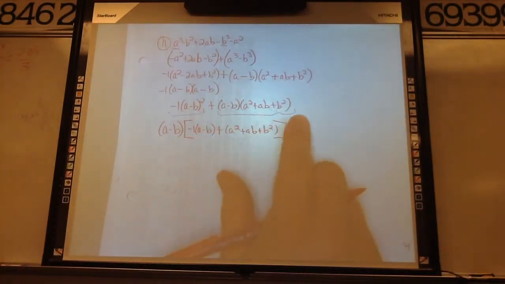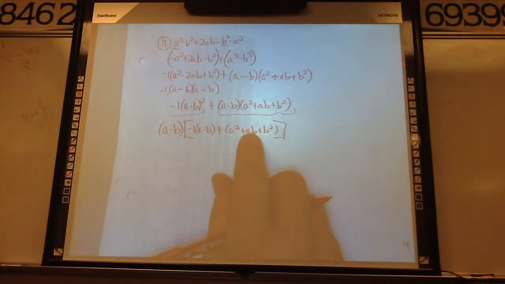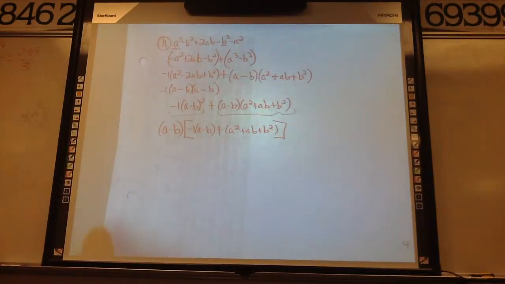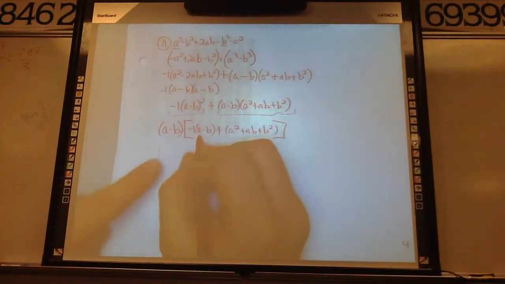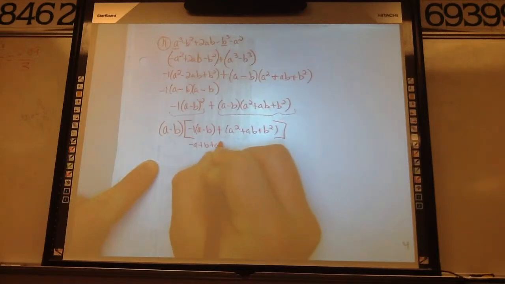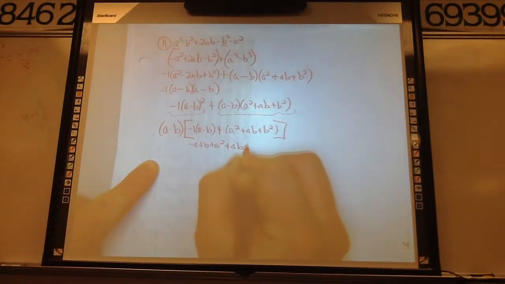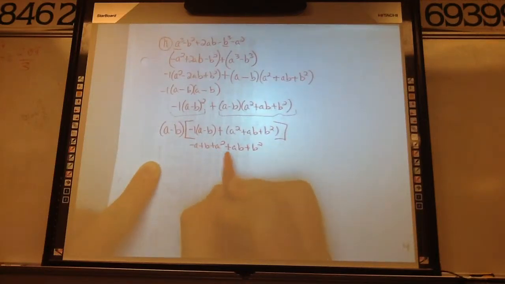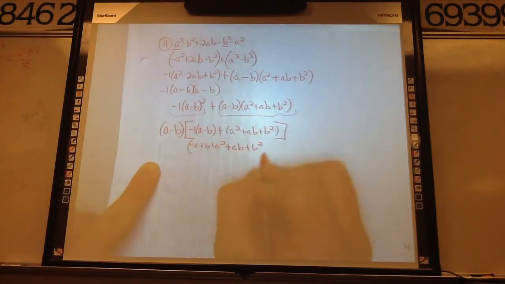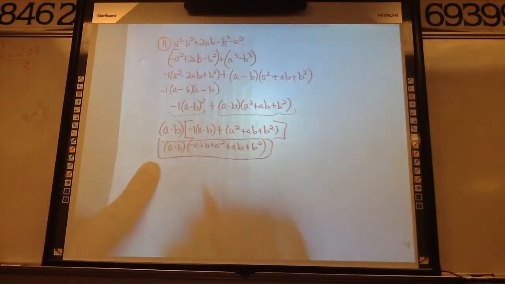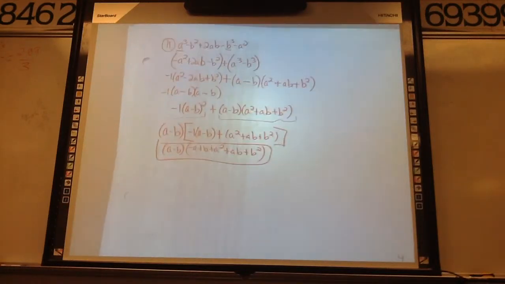That's the difference of two cubes, and that's already been factored. That cannot be factored further. There's nothing that multiplies to positive 1 and adds to positive 1. So we just got negative a plus b plus a squared plus ab plus b squared. Actually, there are no like terms: ab, a squared, ab, b squared. So it's just that times a minus b. And that's how it's done.